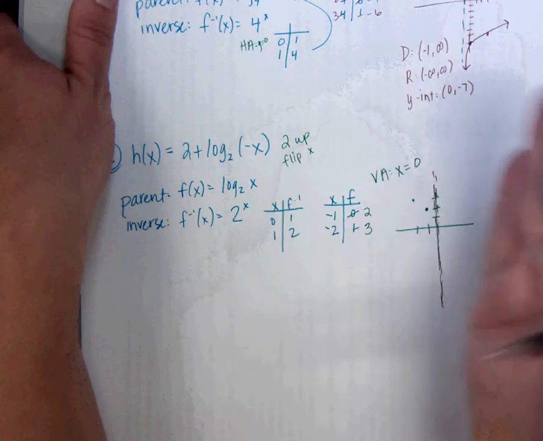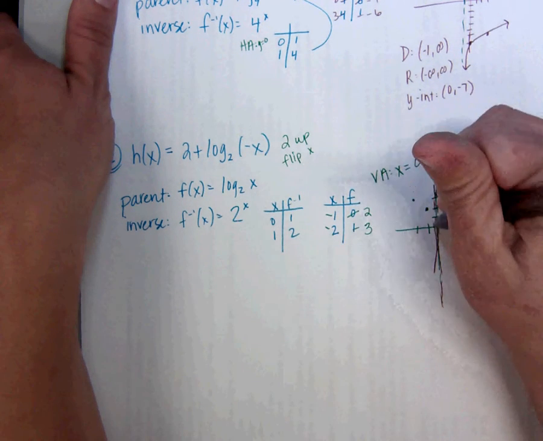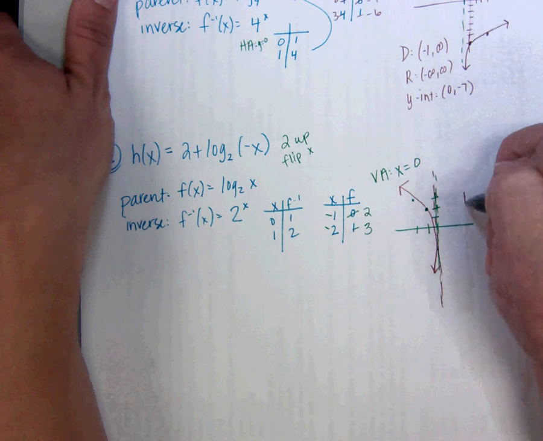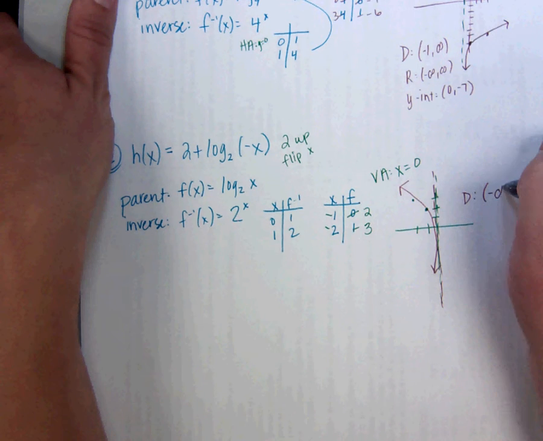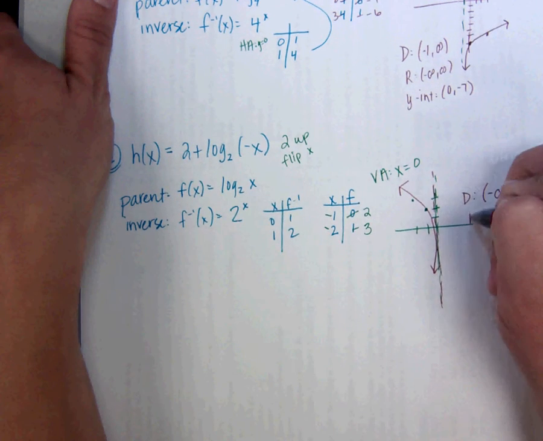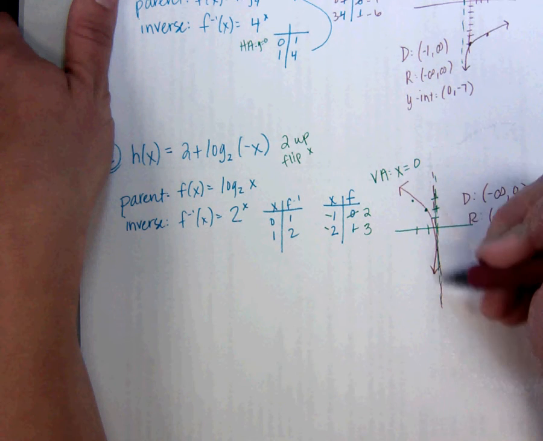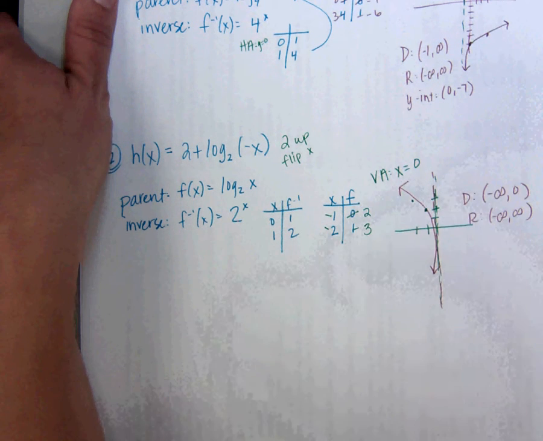If your graph flipped over, it should make sense that I'm now over here curving that way. So now your domain would be negative infinity to 0. Range is still all reals. This time we don't have a y-intercept, and to find the x-intercept, you'd have to do some algebra.